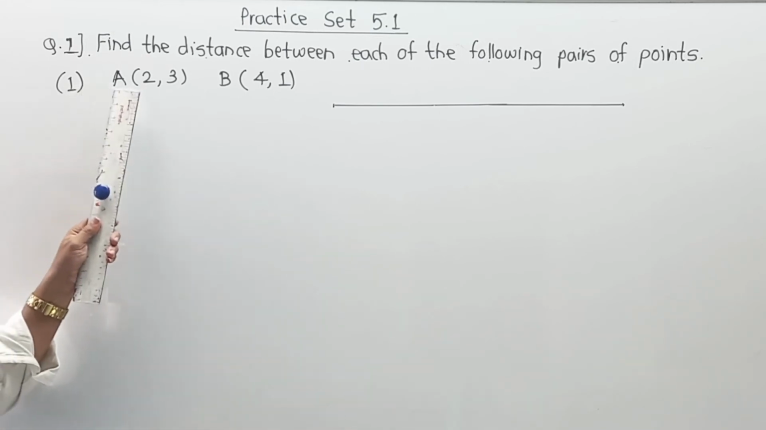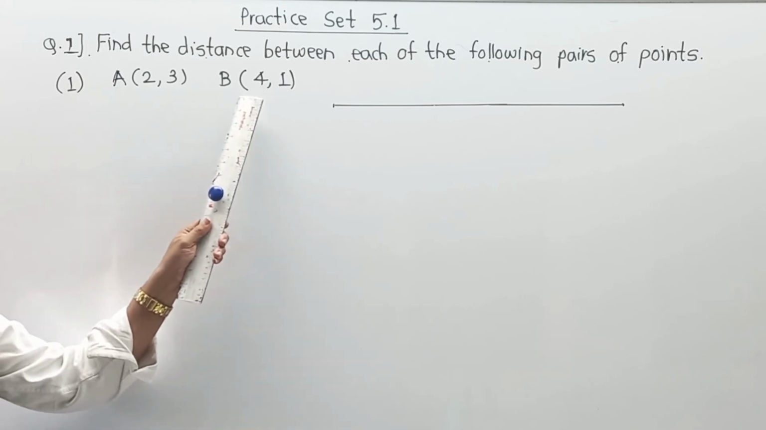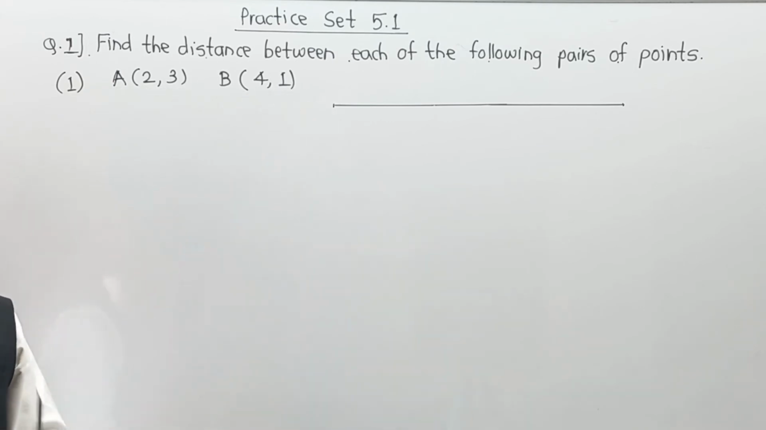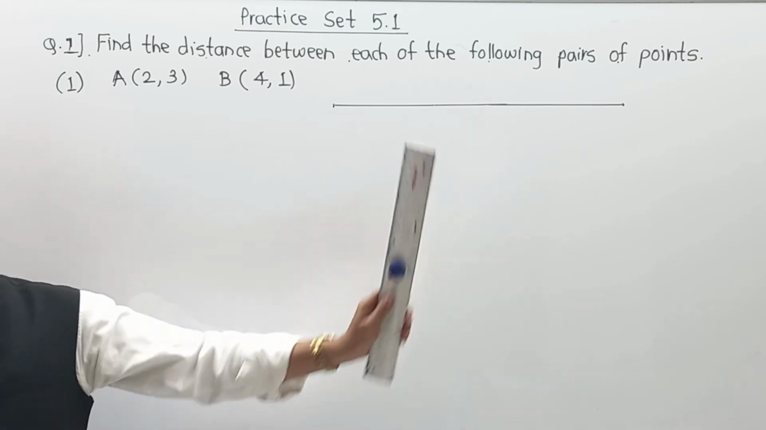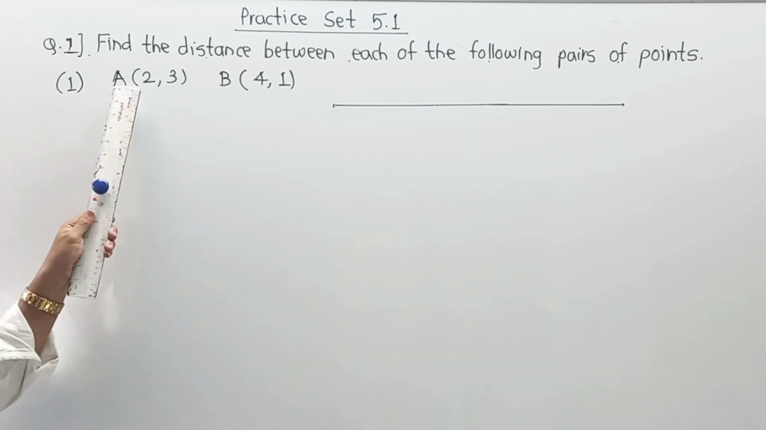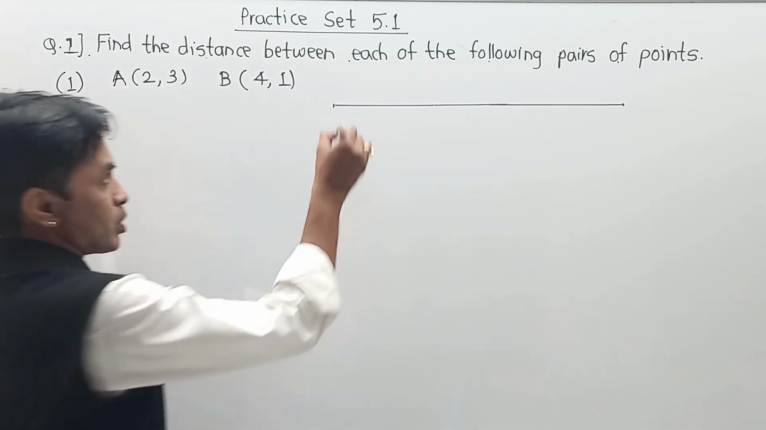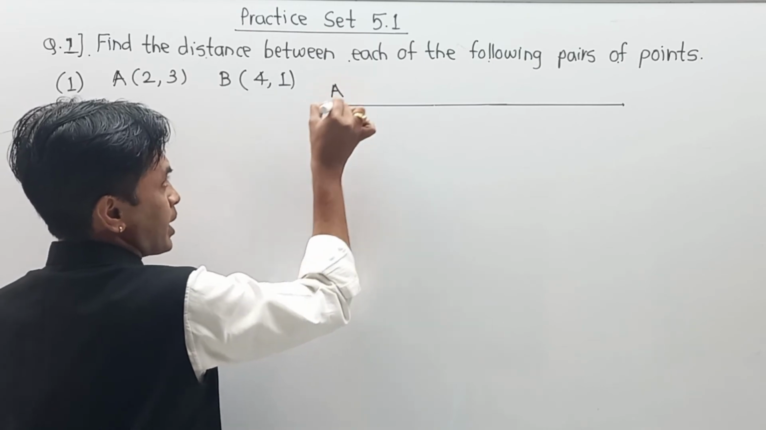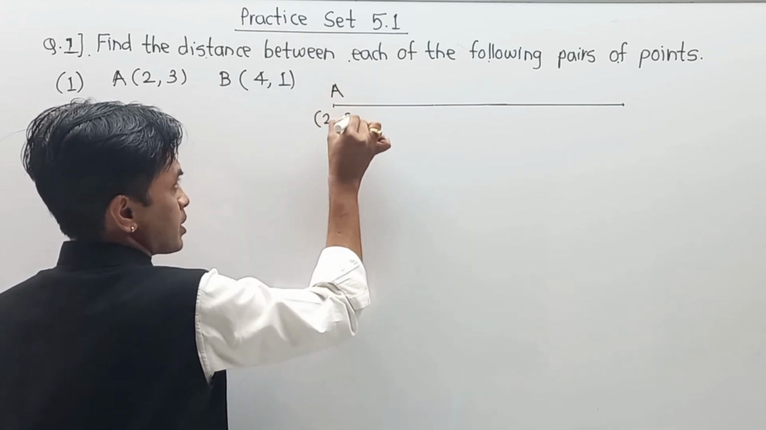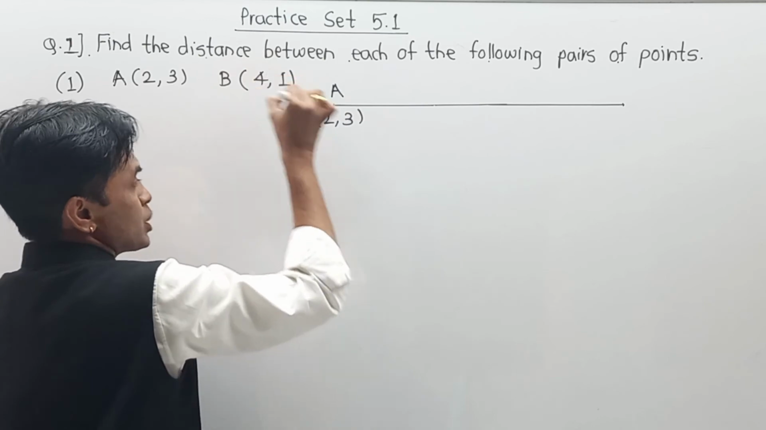They have given the first point A 2 3 and B 4 1. Just for proper simplification I have drawn one rough diagram for your understanding. Let us say A is 2 3. So I am going to indicate simply A is 2 3 and B is 4 1.